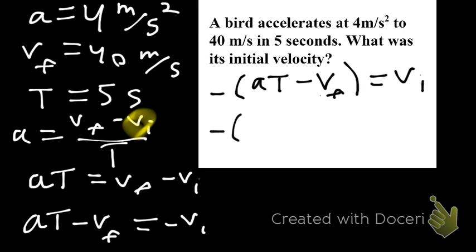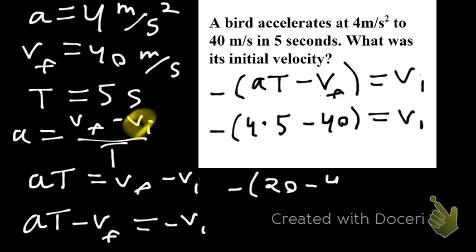So negative 4 times 5 minus 40. So we want to follow PEMDAS. We're going to do everything inside the parentheses first, starting with that multiplication. So 5 times 40 is 20. We'll put that back down here. So negative 20 minus 40 equals VI. And then we've got 20 minus 40 is negative 20, so negative 20.